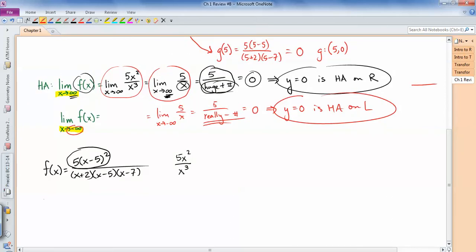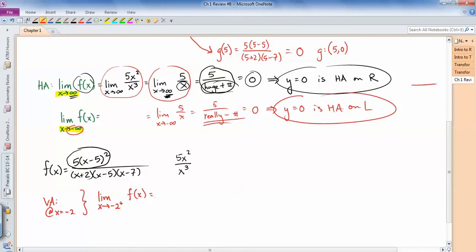So let's look at our vertical asymptote at x equals negative 2. So that means the way to analyze that is say, okay, well, let's look at what happens when x goes to negative 2. And let's first look at from the right side of f of x.